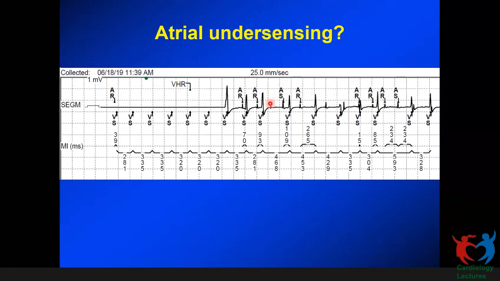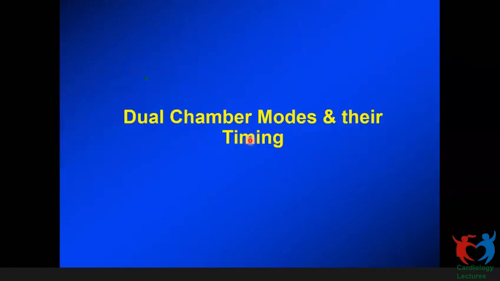Why is it not sensed? Because it's falling inside the blanking. So this is a functional undersensing. It's not a real undersensing that's going on. So you may want to keep that in mind when you actually see some atrial undersensing that happens in a pacemaker. Some of these atrial events, when the atrial rate is truly faster, might fall in the post-ventricular atrial blanking. That's about the blanking and the refractory periods.